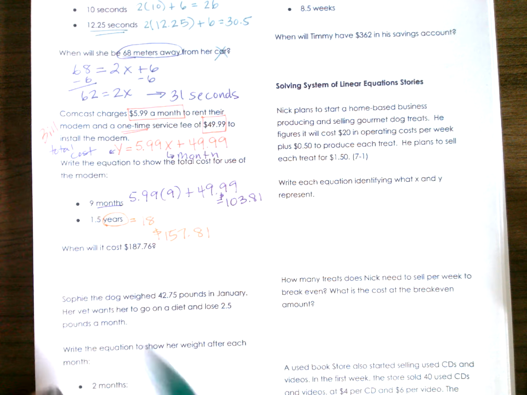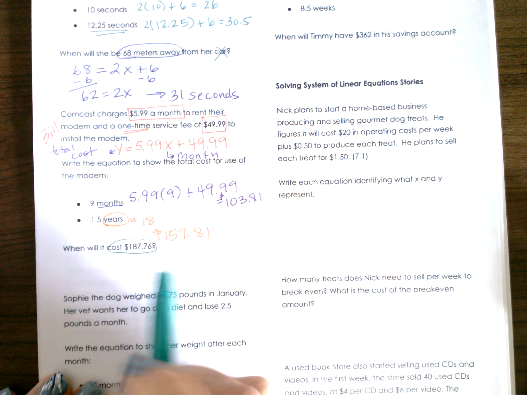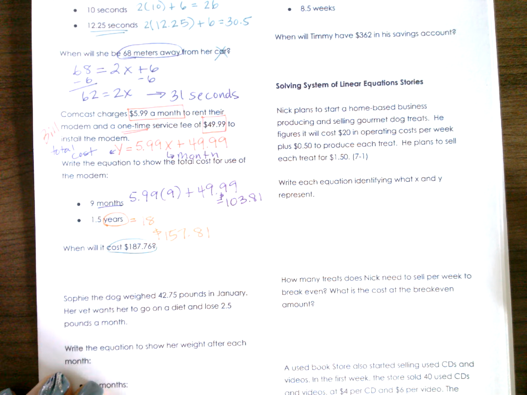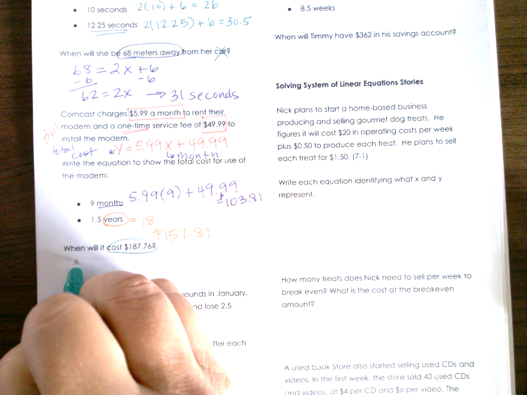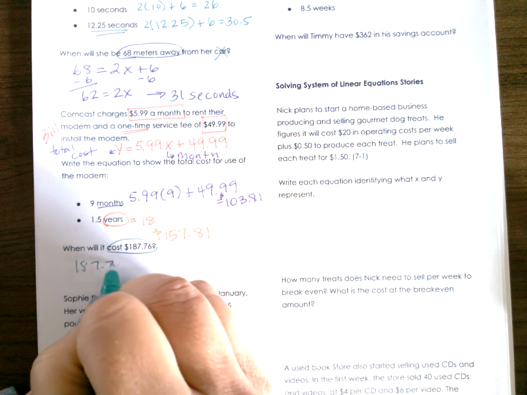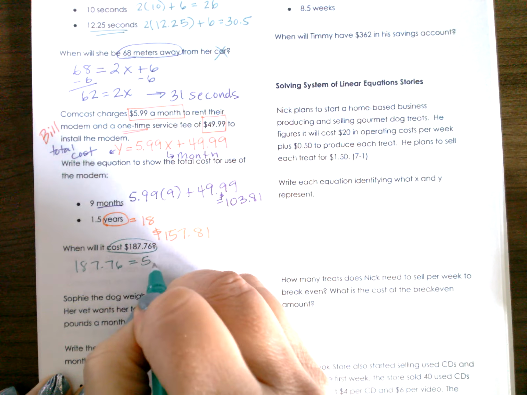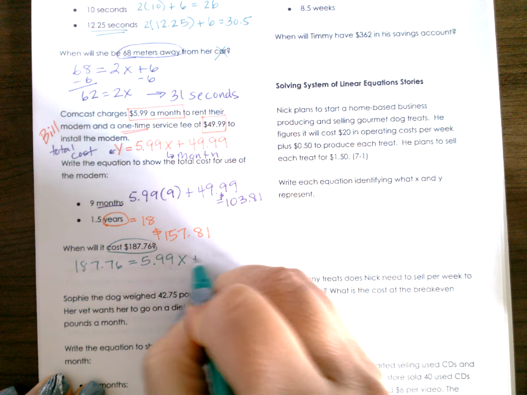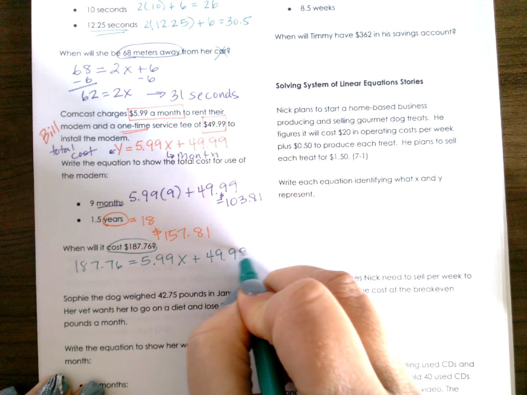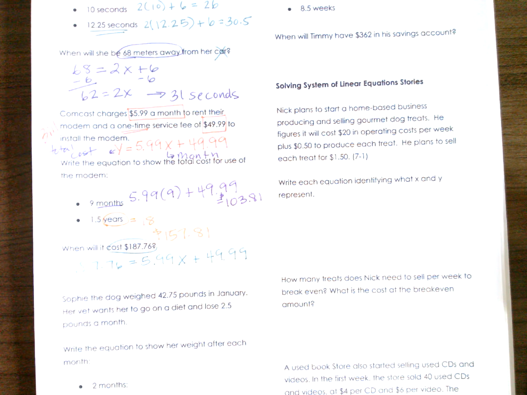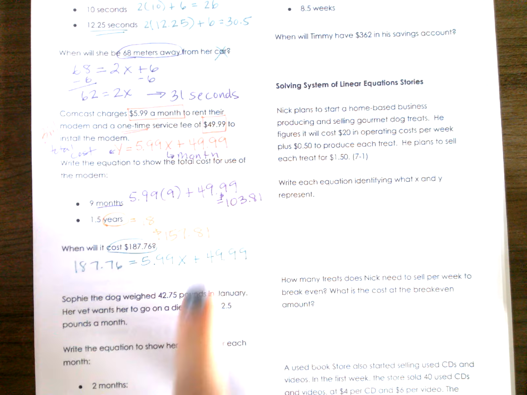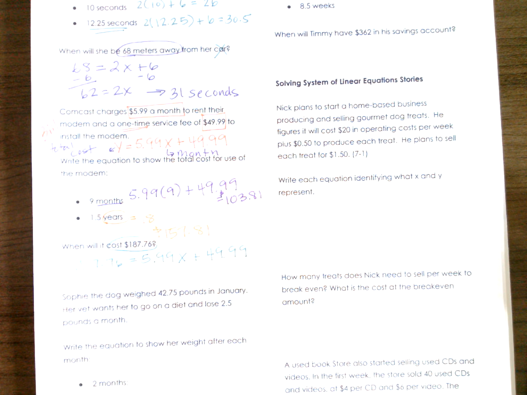For the next question, I ask you, when will it cost? Remember, we talked about up here, Y stands for my total cost, so I'll put $187.76 into the equation where the Y is, and I will solve my two-step equation. I actually need to shut the curtains in just a second. So I'm going to take $187.76, subtract the $49.99, divide by $5.99.